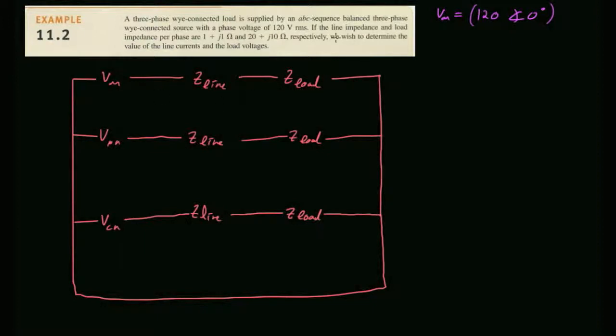But it turns out what's nice about this is that because I basically have 3 of the exact same circuit in a row, I only need to do this calculation once, because whatever I get for my current or my load voltage, the other ones are going to be the same, just lagging by 120 degrees. So the other thing they're telling me is that the line impedance is 1 plus j, and the load impedance is 20 plus 10j.